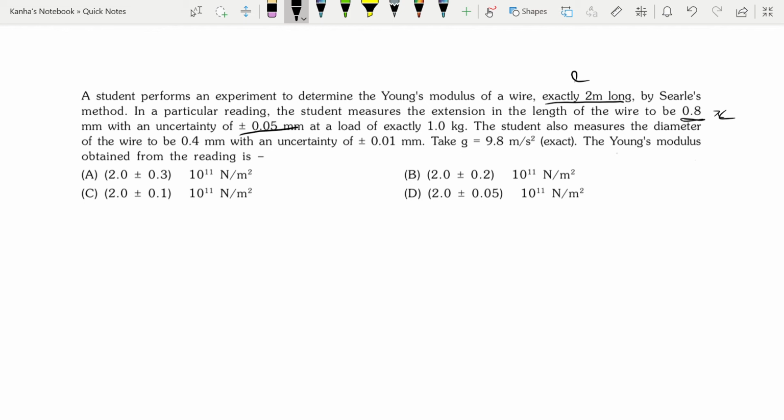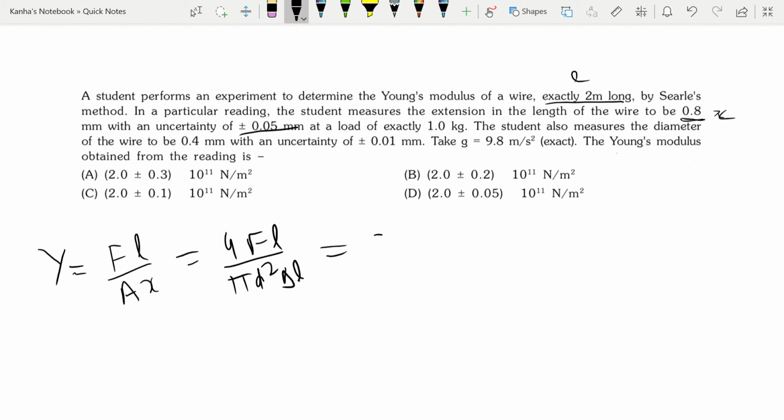These are all repeating questions from previous years' papers, so it's not at all hard to do these things. All you need to remember is Y is equal to FL divided by your area into x. For this case, this becomes 4FL divided by pi d squared, where d is the diameter, into delta L. Okay, if I substitute the values, I get 2 into 10 to the power 11 Newton per meter square.